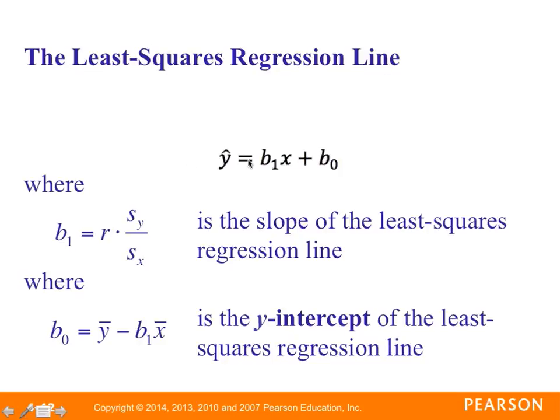So the least squares regression line is going to look something like this. Y hat is equal to b1 times x plus b0, or b naught. b1 we calculate as r, our linear correlation coefficient, multiplied by the standard deviation of our y's over the standard deviation of our x's. That gives us the slope. We always have to calculate that first, because we use it to calculate b naught, or b0. So b0 is y bar minus b1, which we just obtained, multiplied by x bar. That gives us the y-intercept for our least squares regression line.